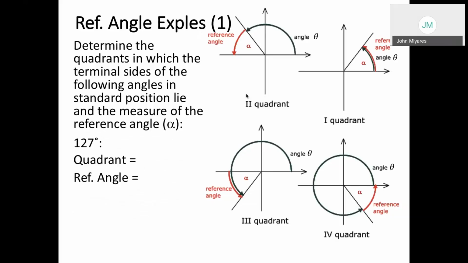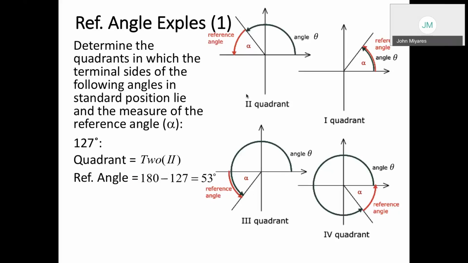We can see that 127 degrees is bigger than 90 degrees, but it's less than 180 degrees, so that places it in quadrant 2. So the reference angle will be 180 minus 127 because we want to know how many degrees we are away from the nearest x-axis, which will be the negative x-axis at 180 degrees. So 180 minus 127 will give you 53 degrees.